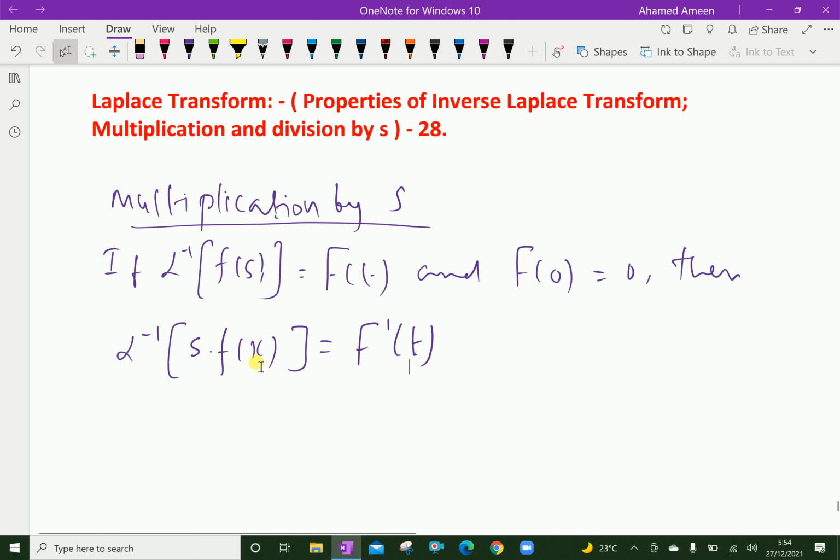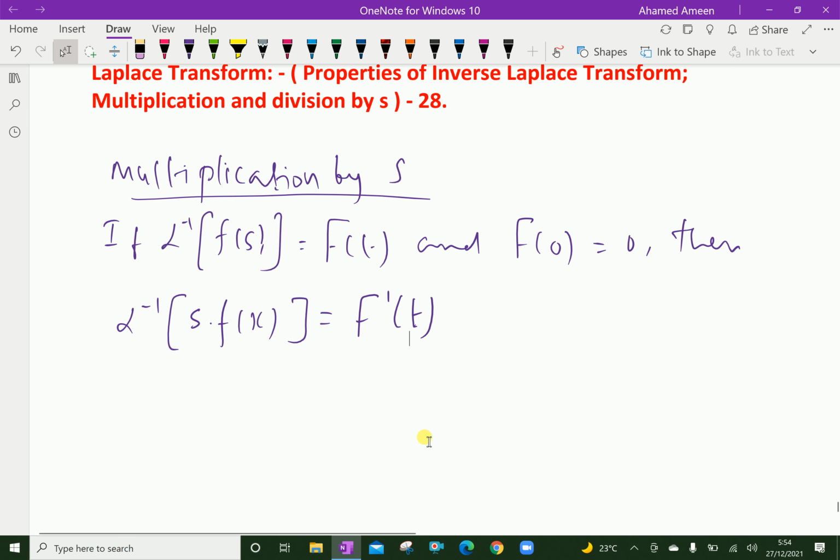Here the product, that is s, is multiplied with f of s. Thus multiplication by s has the effect of differentiating f of t. If you multiply with s in the inverse Laplace transform of f of s, it affects the differentiability of f of t.